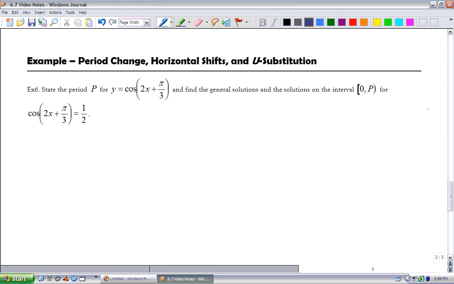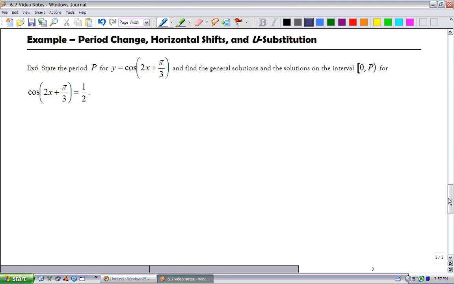Okay, last problem here. We're going to look at solving an equation with what looks to be a period change and horizontal shift. This shouldn't be much different than what we've dealt with before, because we're just going to use u substitution. We want to state the period for this function. The period in this case is pi. So we're actually looking for the solutions from 0 to pi for this equation.